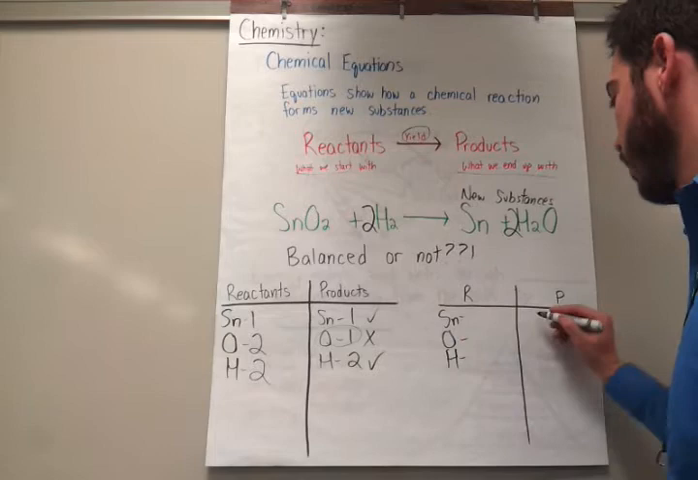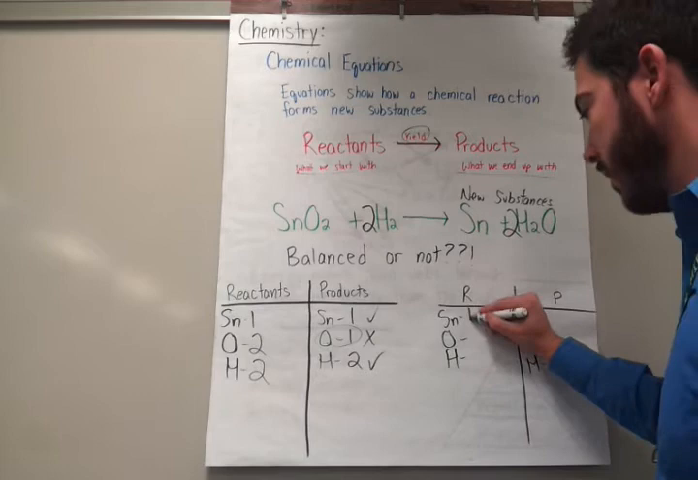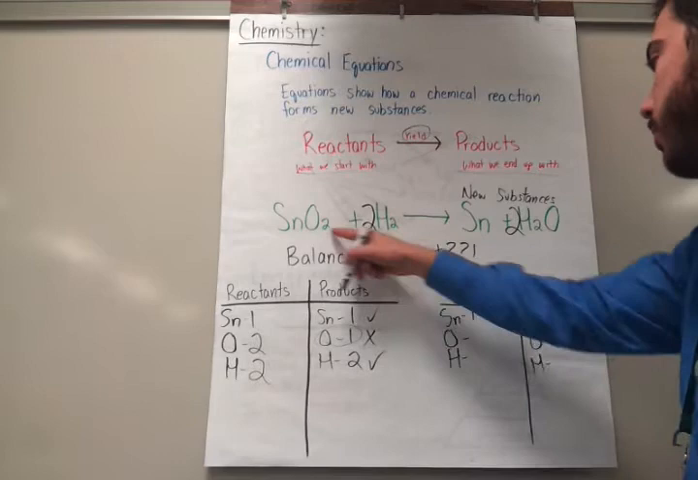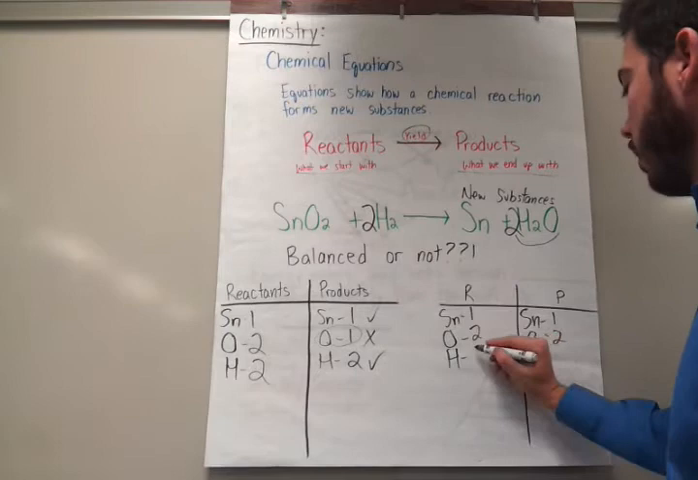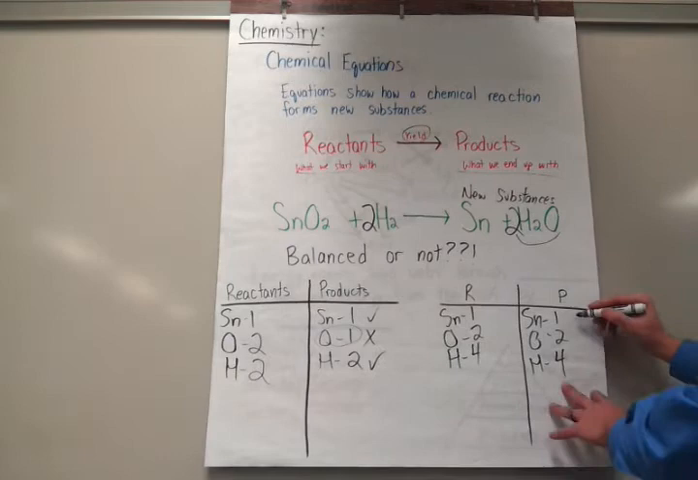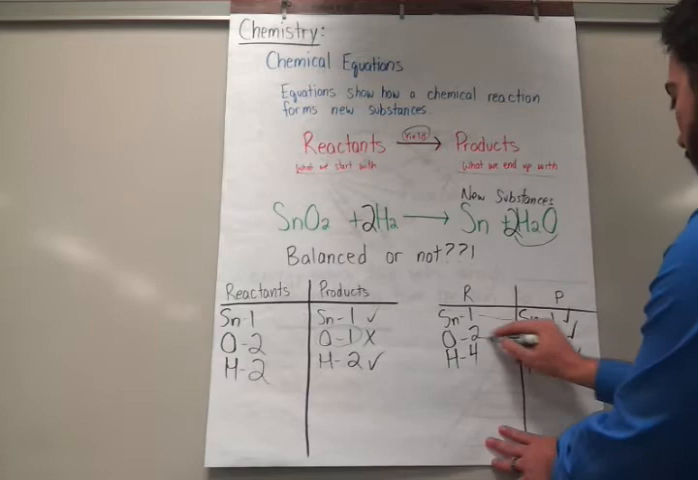Same thing. We've got 1 Sn on the reactants, 1 Sn on the product side. For oxygen, we have 2 there, and then we have 2 times 1 here. And for hydrogen, we have 4 on the reactant side, and 4 on the product side. So the Sn checks out, the oxygen checks out, and the hydrogen checks out. They're equal on both sides of the equation. This is called a balanced equation.